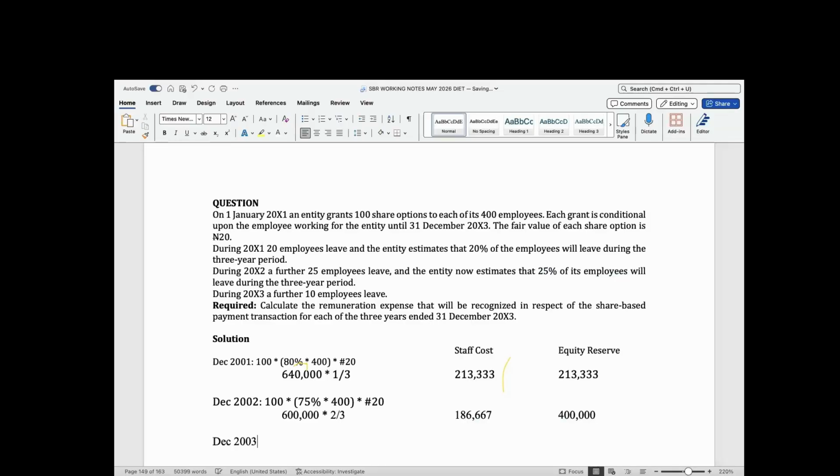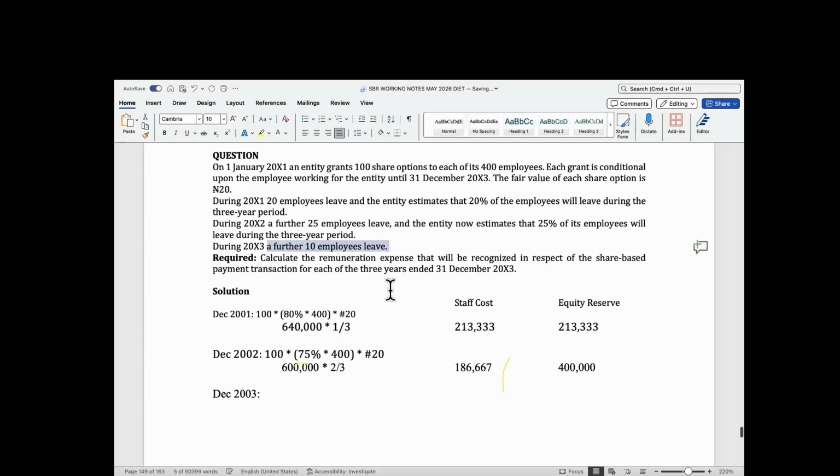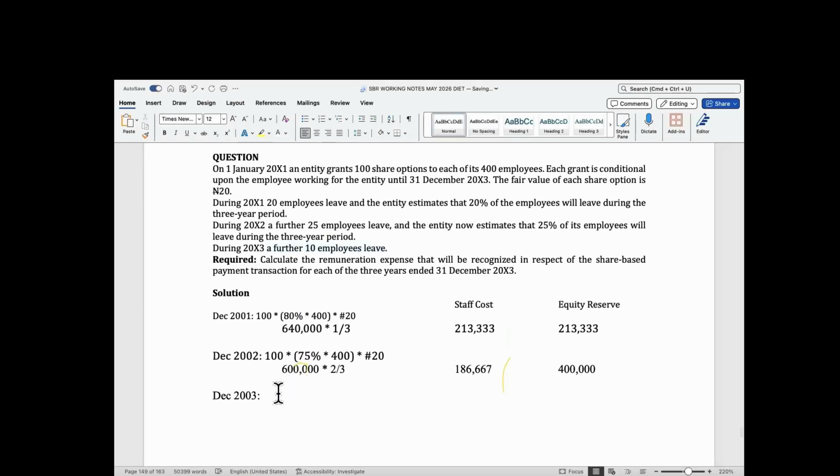So December 2003, a further 10 employees leave. Okay, I think this one should be straightforward. So in 2003, who is remaining? That is 400 minus 20, minus 25, minus 10. Correct.